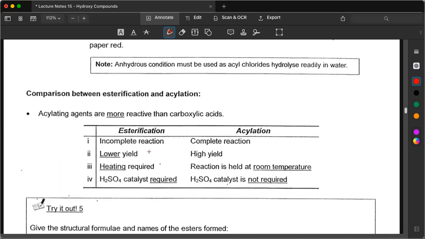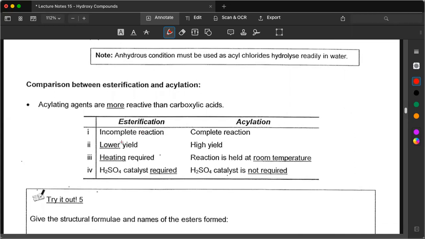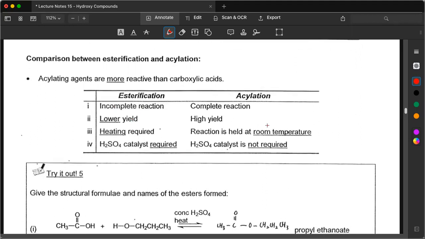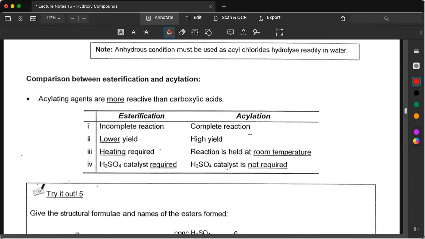Comparison between esterification and acylation is that acylating agents are actually more reactive than carboxylic acid. For esterification, the reaction cannot be completed, but for acylation, it can be completed. Therefore, the yield of esterification will be lower than acylation, and there will be heating required for esterification, but for acylation, the reaction can be held at room temperature. No catalyst is required for acylation, but for esterification, there is a need to have H2SO4 catalyst.